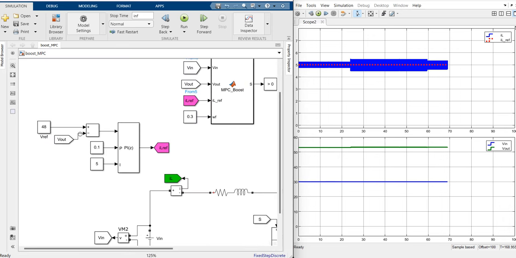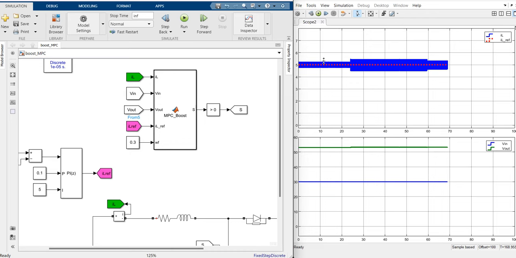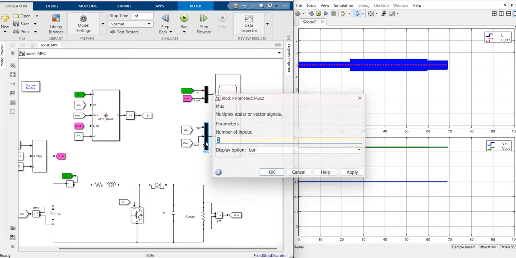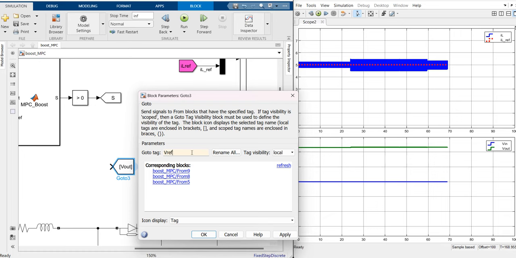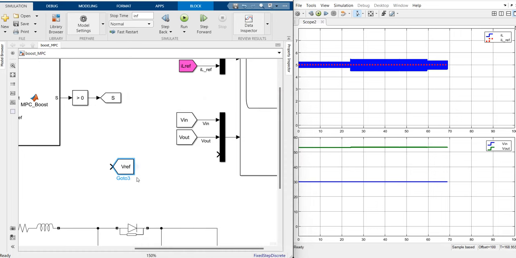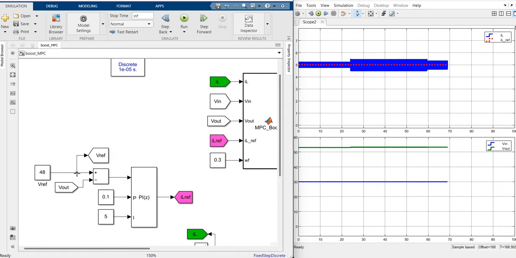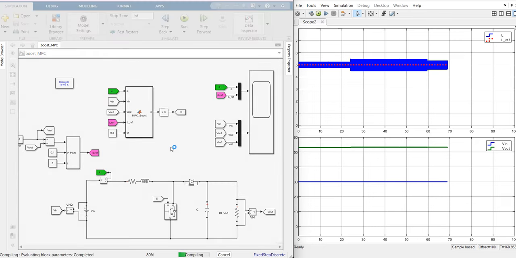Okay, now with such a control method, the PI controller will generate the reference current, and the model predictive control will provide the inductor current in the output side. So I would like to put one more variable here, Vref. Okay. We will tune the PI controller. First, I want to check the result.